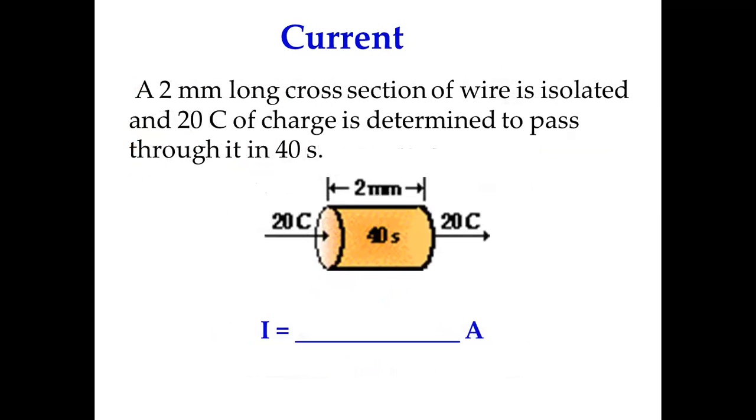This is a simple numerical. A 2 millimeter long cross section of wire is isolated, and 20 C of charge is determined to pass through it in 40 seconds. We will solve it by the formula I equals Q upon T. So we will have the answer 0.5 ampere.